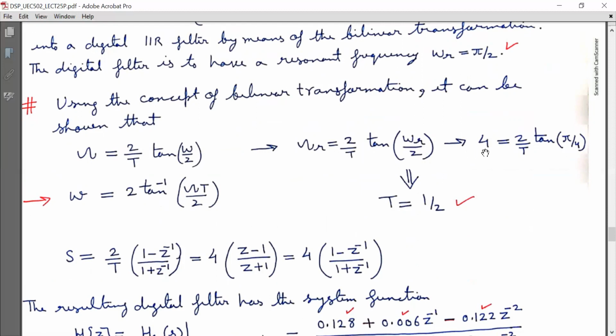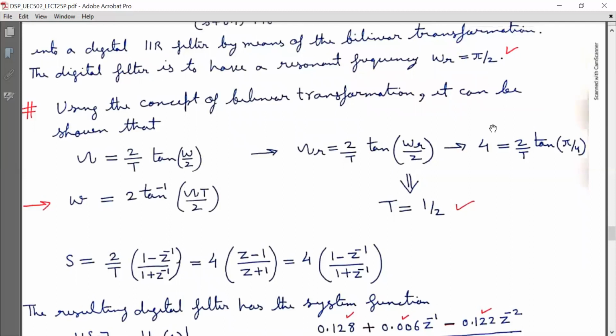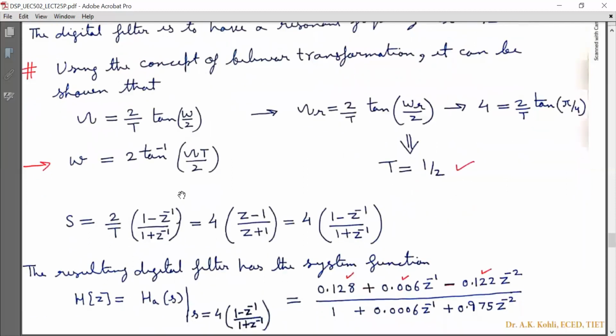Now capital omega R is given to be 4 and small omega R is given to be pi by 2. That leads to 4 is equal to 2 by T tan pi by 4. So from this equation, I can clearly get capital T is equal to 1 by 2. So I will first calculate s. We know that s is equal to 2 by T times (1 minus z inverse) divided by (1 plus z inverse) by bilinear transformation. And now I will substitute the value of capital T here.